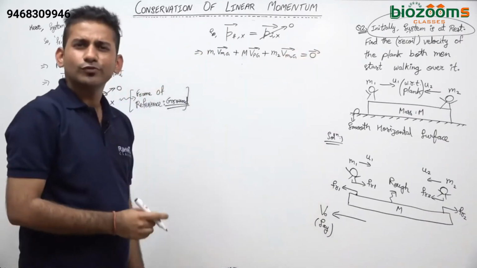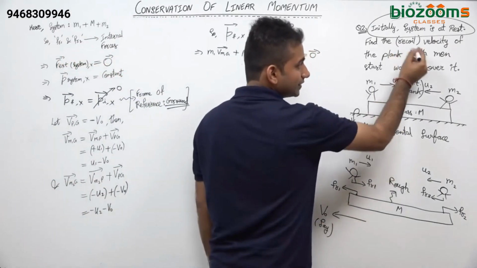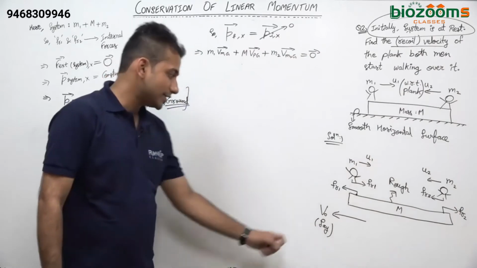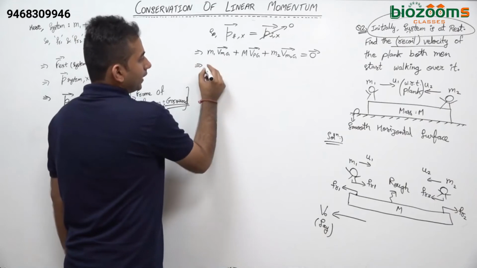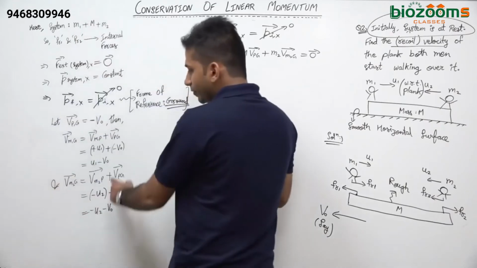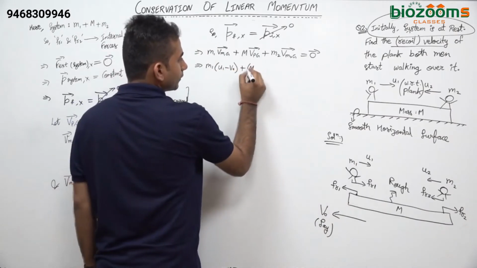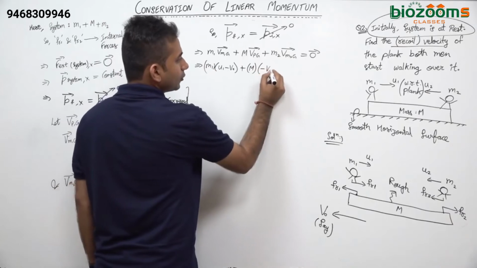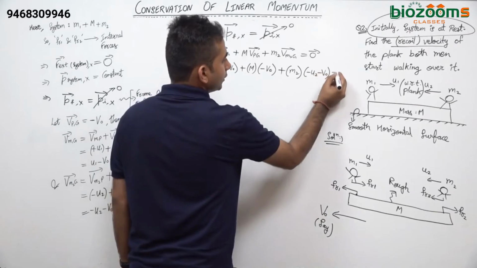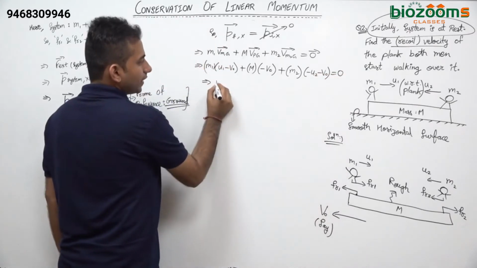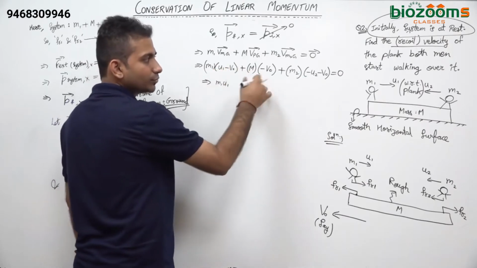What is our motto? What do we want to determine? Do remember it? We need to determine the recoil velocity of the plank, which means we need this value v0. So can you say m1, this we have already obtained, u1 minus v0, plus capital M into minus v0, plus m2 into minus u2 minus v0, that must be equal to 0. Which means m1 u1, can I do one thing? Keep all the values including v0 over that side.